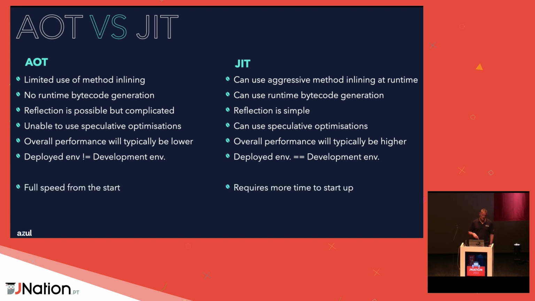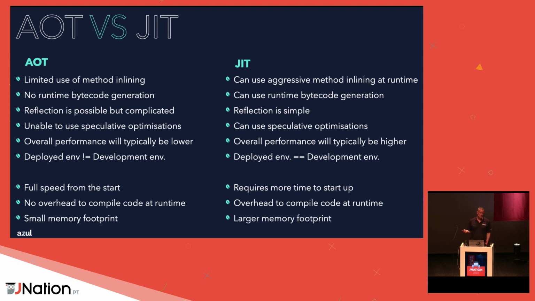On the other hand, you get full speed at startup where the JVM really needs more time to start up. We don't have any overhead to compile code at runtime. We have more overhead to create the native image, right? That takes much longer than creating the jar file, for example. And we have a smaller memory footprint because the JVM only compiles the stuff that is needed. Every AOT compiler does that. Where the JVM, if you, for example, use a library, it loads all the stuff. Where GraalVM in the native image only compiles the classes that are really needed at runtime.